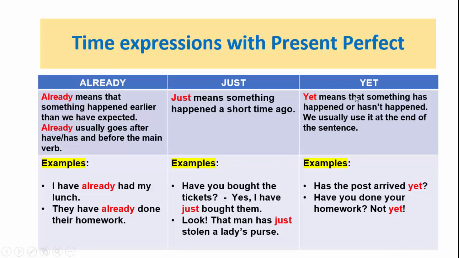Yet. Yet means that something has happened or hasn't happened. We usually use it at the end of the sentence and with the question forms. Has the post arrived yet? Here you can see there's a question. Have you done your homework? Not yet.